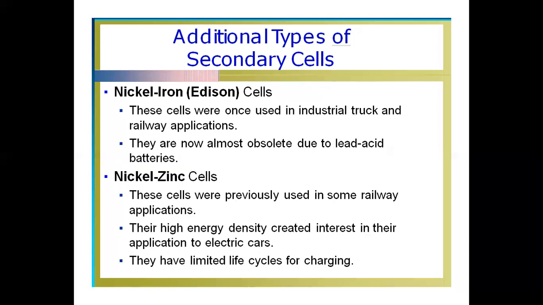The nickel iron cell is also called the Edison cell. These cells were once used in industrial truck and railway applications. They are now almost obsolete due to the use of lead acid batteries. Nickel zinc cells were previously used in some railway applications. Their high energy density created interest in their application to electric cars also. They have limited life cycles for charging, which is the disadvantage of this cell.